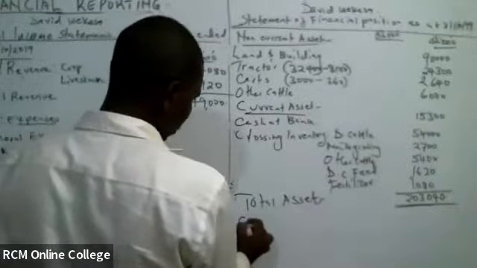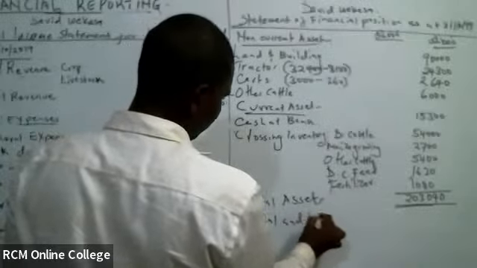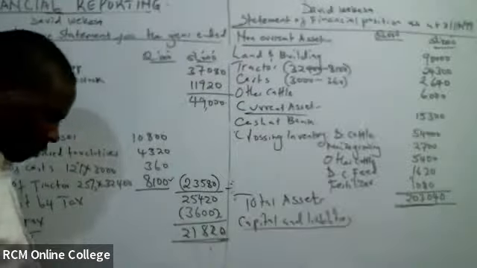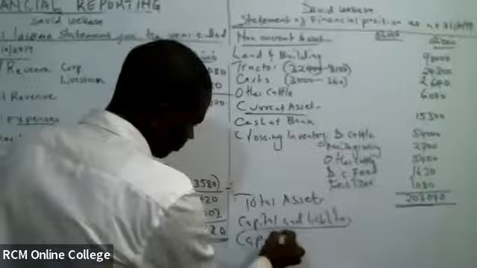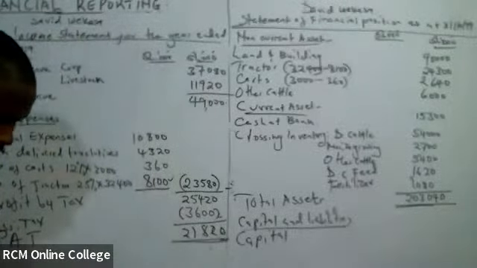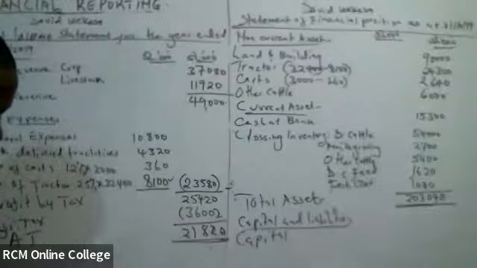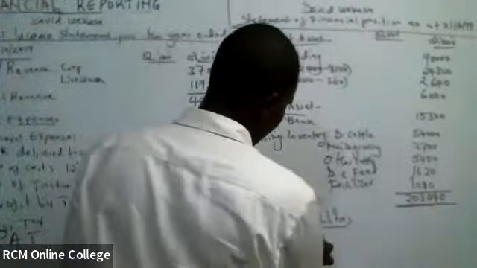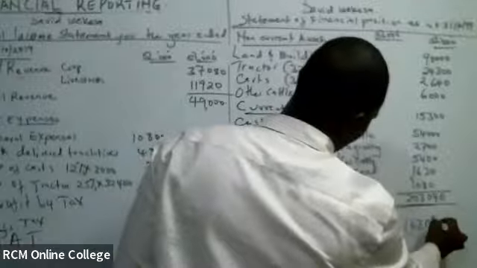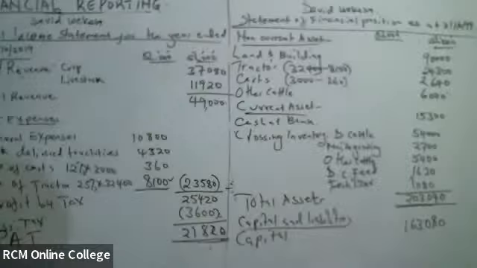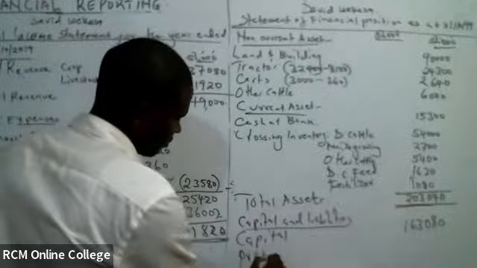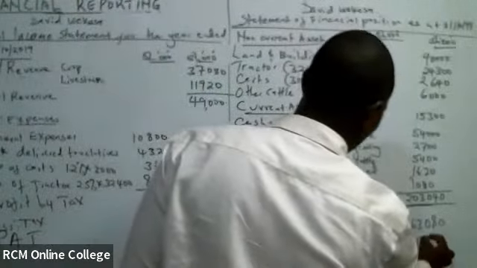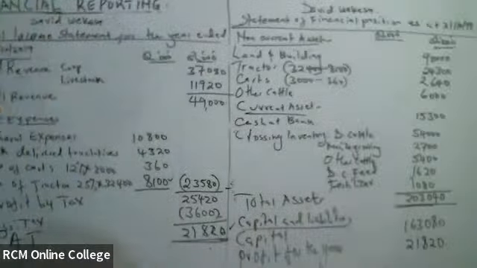Then we go to capital and liabilities. Under capital and liabilities, what do we have? We had capital. How much was it on our trial balance? 163,080. Then profit for the year, which is 21,820. Our next item, we check whether we had drawings.